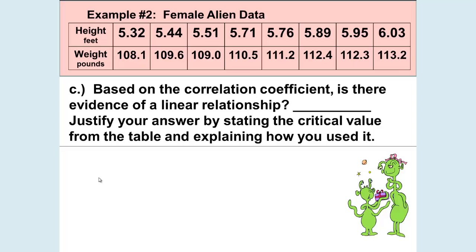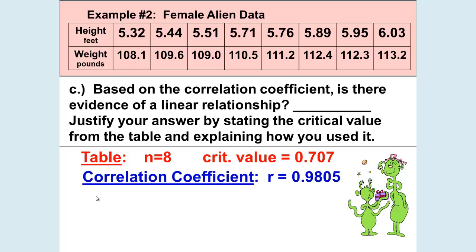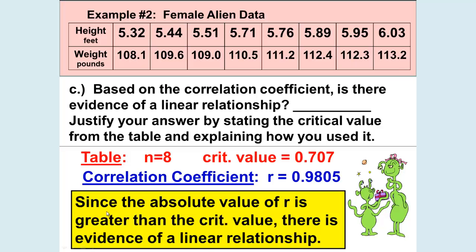Let's look at question C. Based on the correlation coefficient, is there evidence of a linear relationship? And justify your answer by stating the critical value from the table and explaining how you used it. If you will count, you will see that you have 8 paired data. Not the number of numbers, but the number of paired data. So n equals 8. That gives us from our table a critical value of 0.707. The correlation coefficient from the previous screen is R equals 0.9805. Since the absolute value of R is greater than the critical value, there is a general linear trend, there is evidence of a linear relationship. Yes.